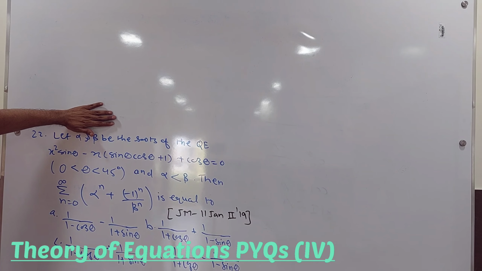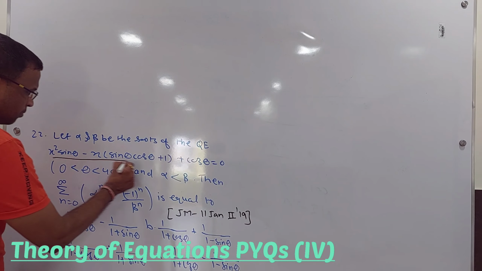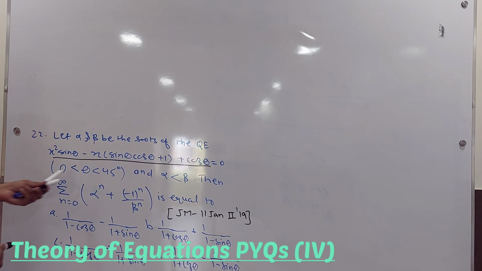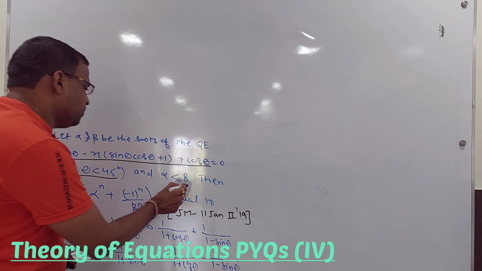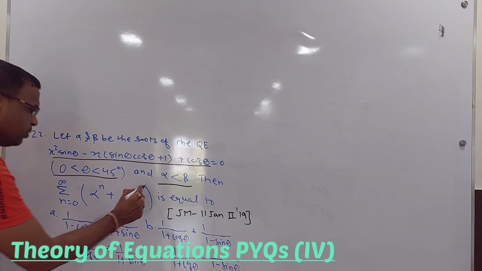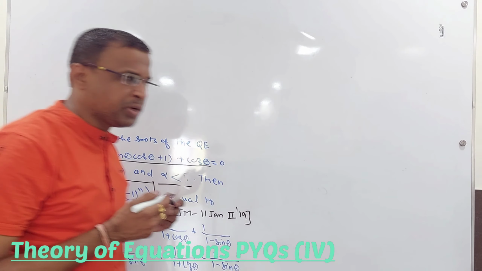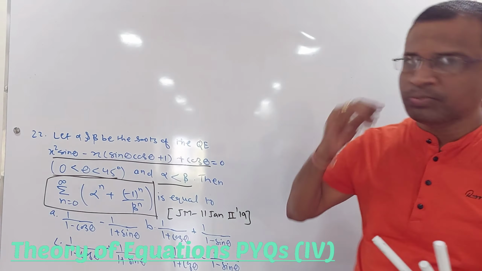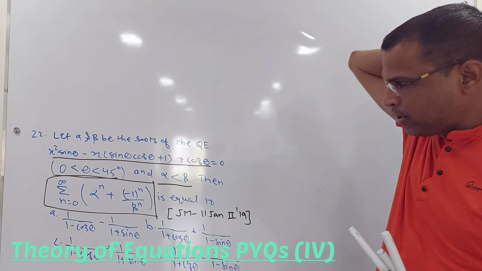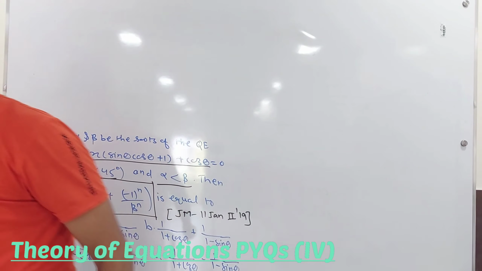Let alpha and beta be the roots of the equation. This is the equation. They have given that theta is in the first quadrant and alpha is less than beta. Every condition should be used. And please believe me, whenever you see something like this, you think it's game over for you guys. You think that it's a very tough question, not possible to deliver, but this is really the easiest.